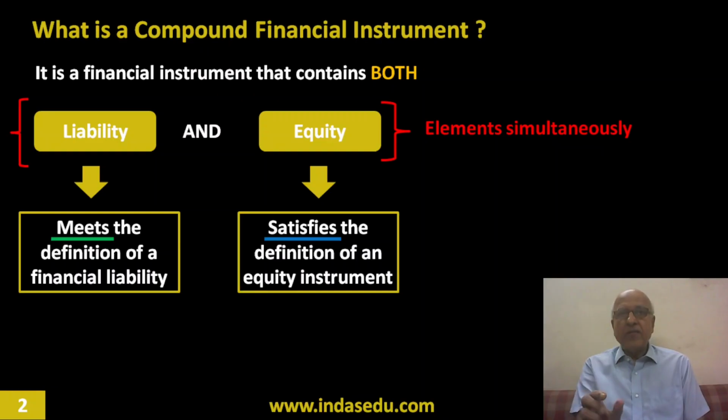So a compound financial instrument has two elements. One is the liability, which meets the definition of a liability, the present value of the ultimate obligation. The remaining part is the equity, that satisfies the definition of an equity instrument.